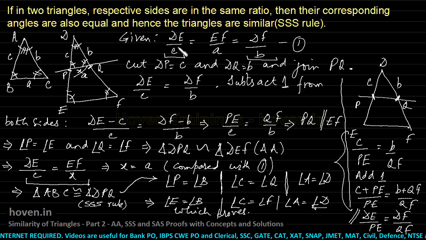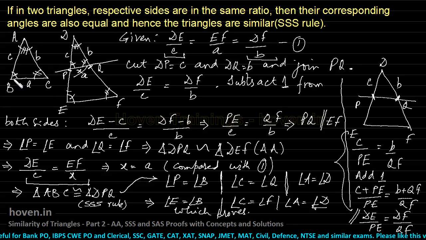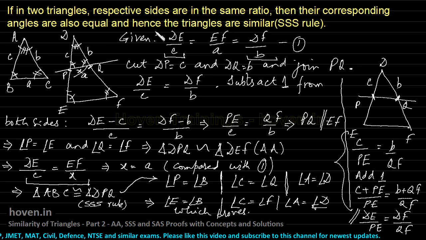We have proved that if DE by CE is equal to EF by A is equal to DF by B, then this angle E should be equal to B, F should be equal to C, D should be equal to A. We have beyond doubt proved that if the respective sides are in the same ratio, then their corresponding angles are also equal, and hence the triangles are similar by the triple S rule.